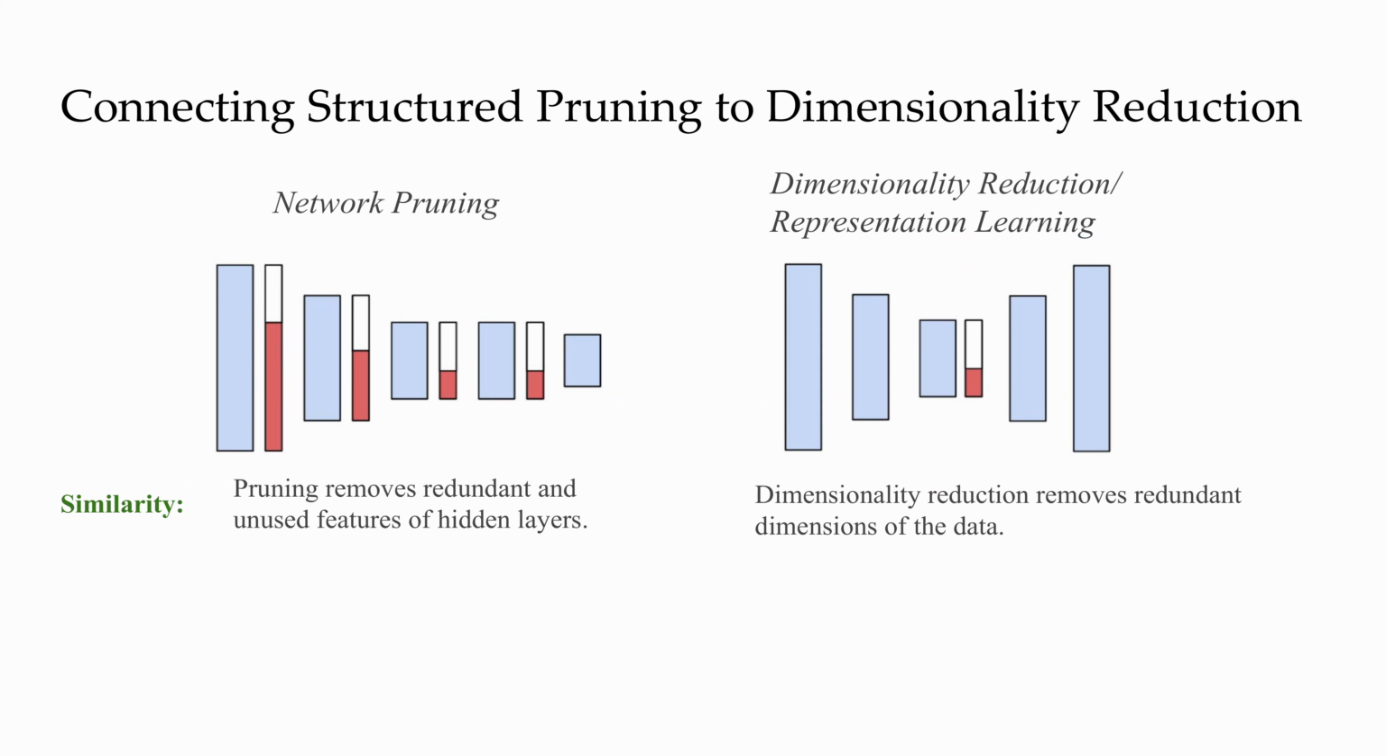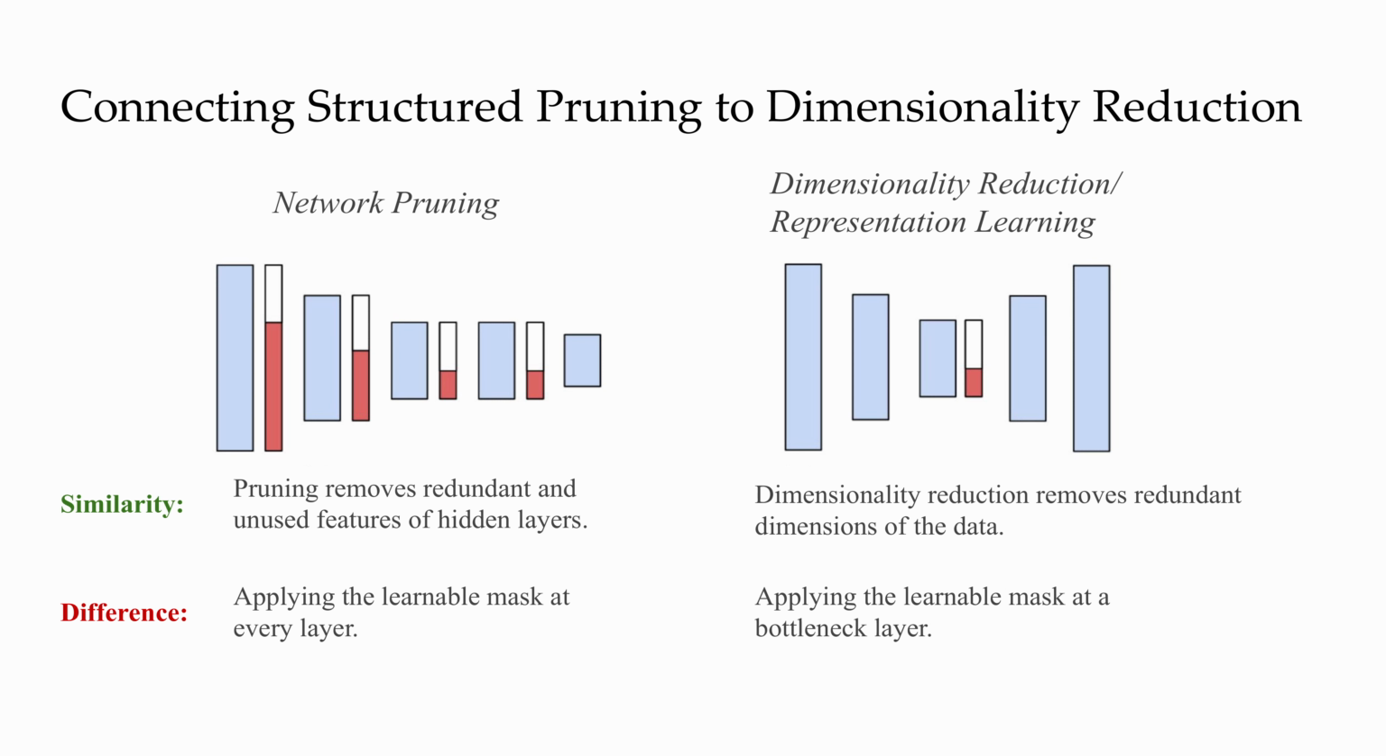Another key contribution of our work is that we present a novel perspective of dimensionality reduction through the lens of network pruning. As shown in the figure, network pruning can be thought of as simply adding a learnable mask after every layer such that the entire network is pruned and we end up with a smaller model. On the contrary, dimensionality reduction or representation learning can be viewed as just applying a learnable mask at a bottleneck layer, for which we aim to obtain a compact representation.